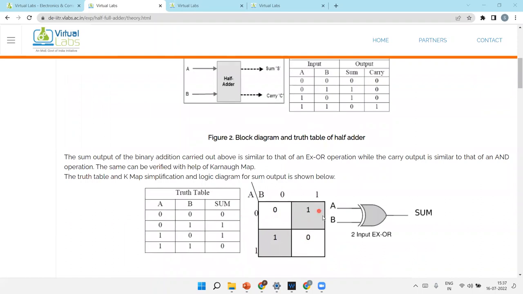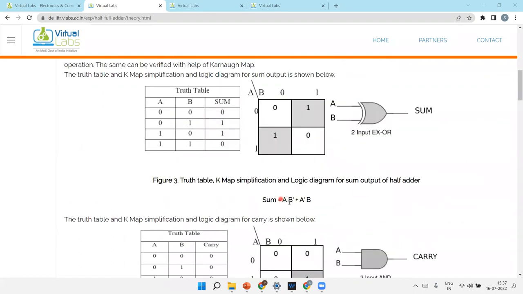If you solve this equation, there is no pairing. So this one is A bar B, A B bar. The equation of sum is A B bar plus A bar B, or you can write it as A XOR B, means you can write it A XOR B, the equation of sum. Okay. So now next is carry.